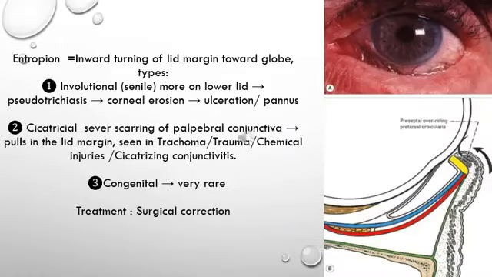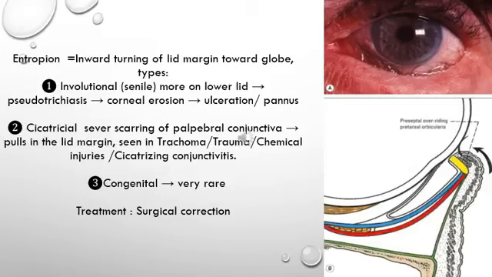We'll talk about the other abnormality of the lid, which is the entropion. Entropion means inward turning of the lid margin toward the globe. As you see here in the photo, the lid is inverted toward the globe, causing even the lashes to be directed to the globe and in touch with the globe. Here, this lash position is not trichiasis as we discussed before. Here, it is pseudotrichiasis.